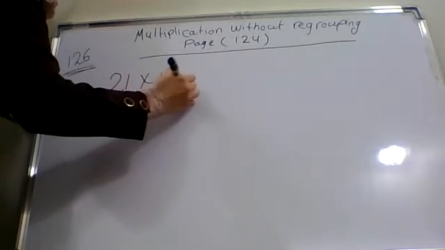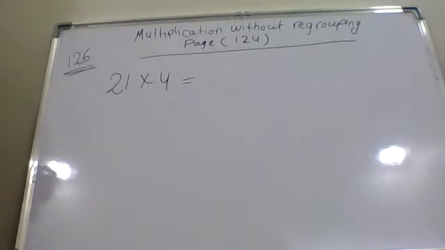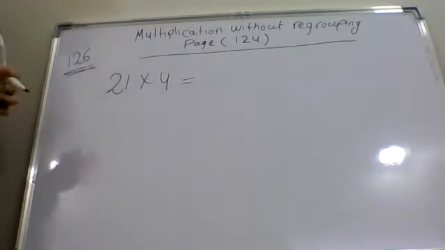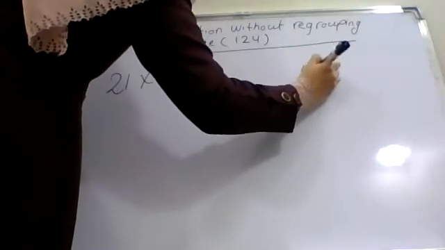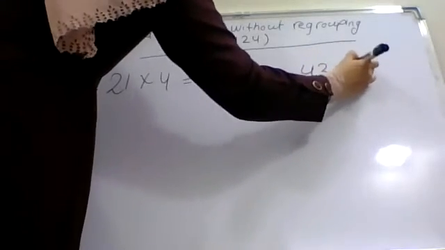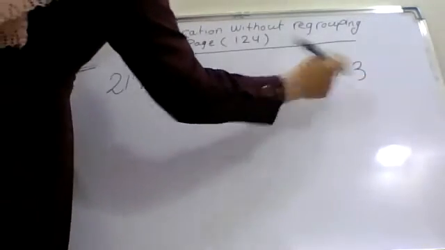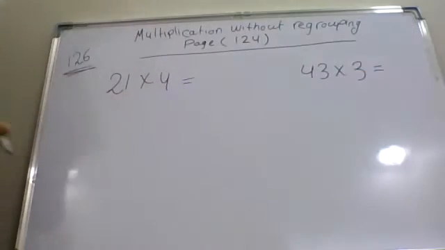Okay, so the first number is 21 times 4, okay? 21 times 4. And I have another one which is 43. Oh, it's a big number. How can I multiply it with 3? I never have the times table for 43. This is going to be hard, right?